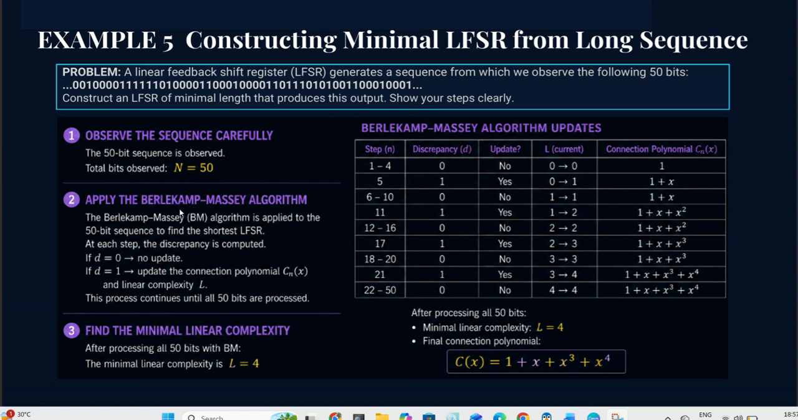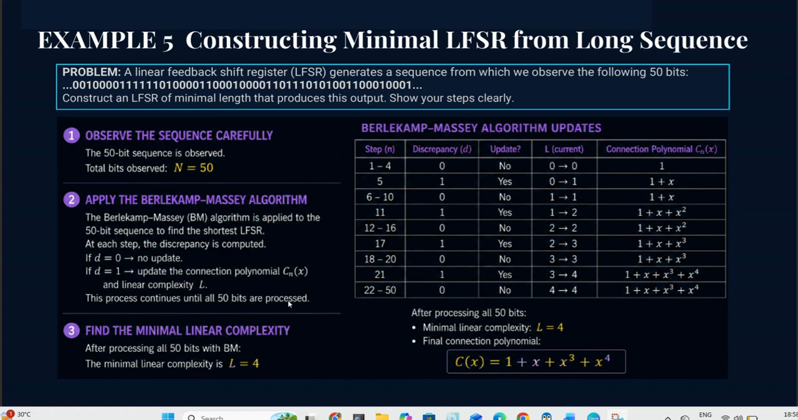Now we apply one of the most important algorithms in stream cipher cryptanalysis, the Berlekamp-Massey algorithm. This algorithm finds the shortest LFSR capable of generating the observed sequence. In simple words, it tells us the minimum linear complexity of the sequence. At every step, the algorithm checks whether the current connection polynomial correctly predicts the next bit. If prediction fails, a discrepancy occurs and that discrepancy is represented by D. If D equals 0, then no update is needed. If D equals 1, then the connection polynomial must be updated.